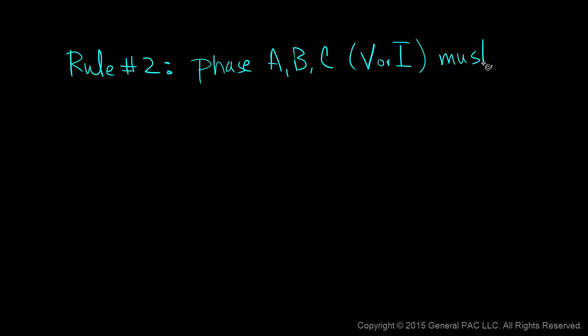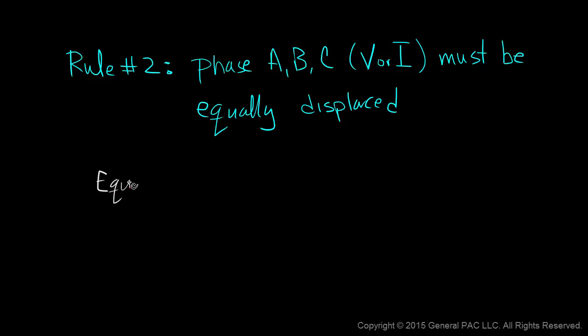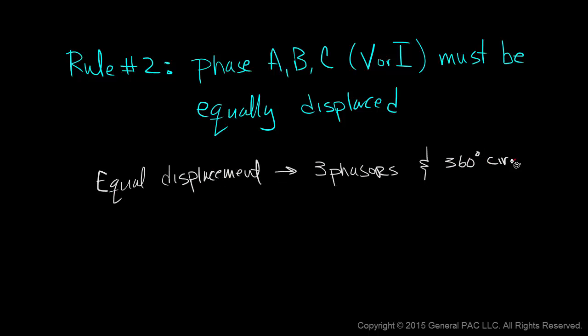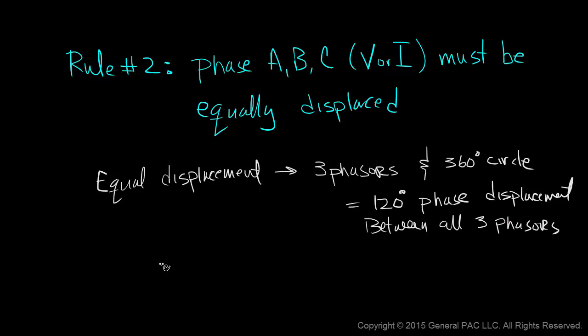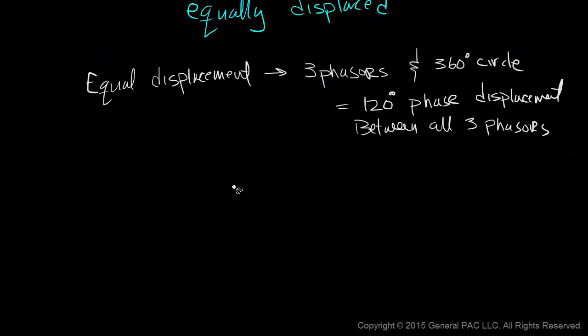Rule number 2. Phase A, B, and C voltages or currents must be equally displaced. Equal displacement between 3 phasors in a 360-degree circle implies 120 degrees displacement between all 3 phasors. This will become very clear with an example later in this module.